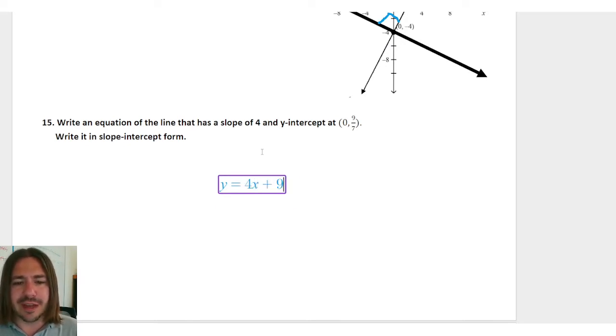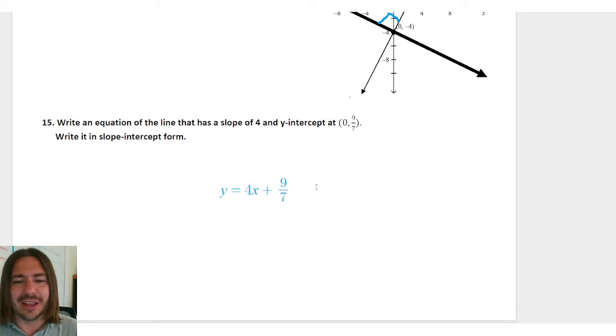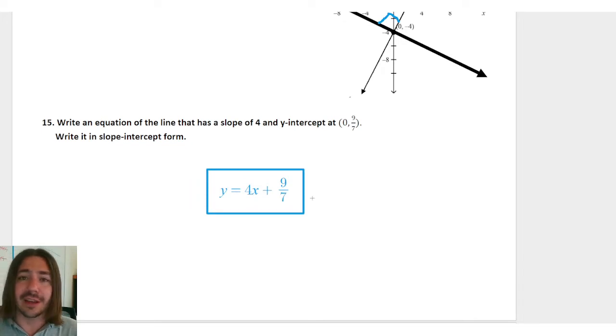The y-intercept is 9/7, and I think this is almost like trying to trick you, because usually the slope is the fraction and the y-intercept is the whole number. But it doesn't have to be that way. We see a lot of examples that are set up like that, but the y-intercept could be a fraction. The slope could be a whole number. There's no rules about that.